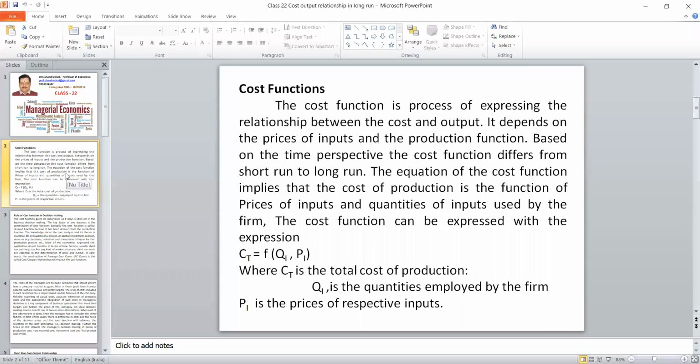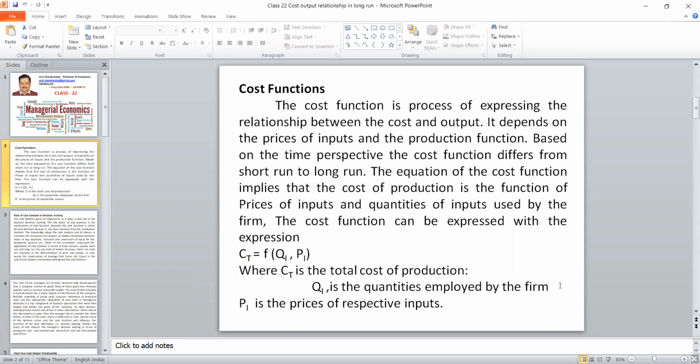Today we are going to discuss the cost output relationship, not only in the short run but also in the long run. First of all, we should understand what a cost function is. The cost function is a process which expresses the relationship between how the cost of production is related to the output.